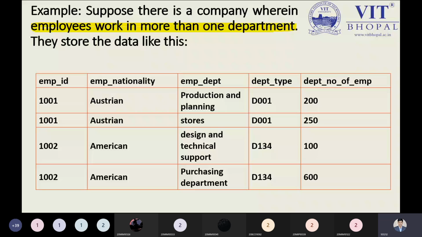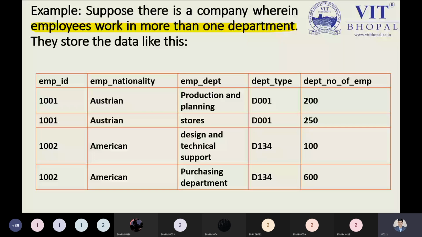If we talk about the department types, you can observe over here that there is D001. That particular department tag will be represented by the department we have, so we have production, planning, and store. This is the case we have to keep in mind properly.